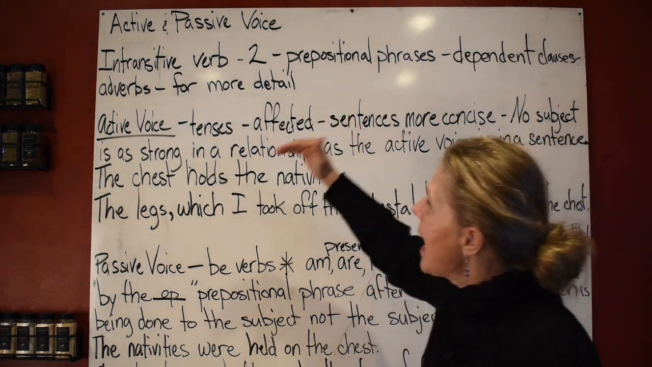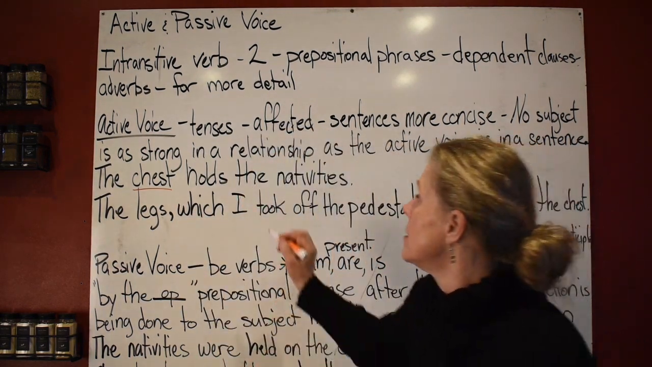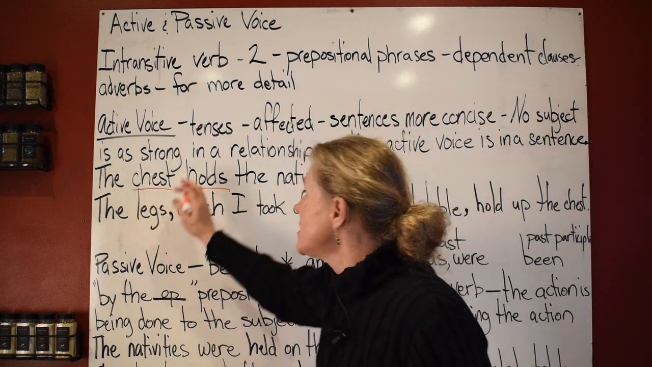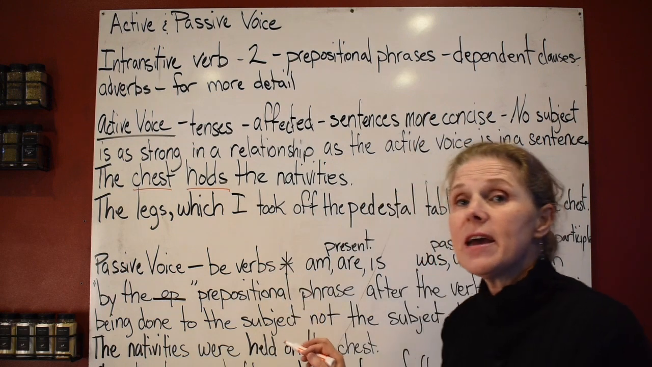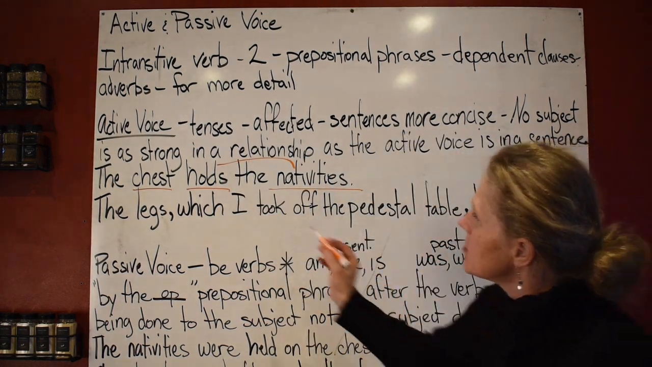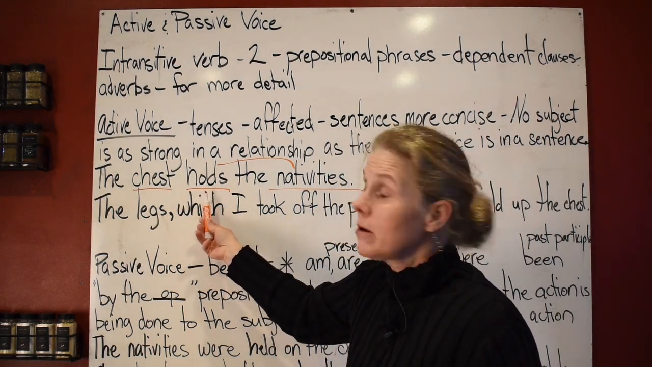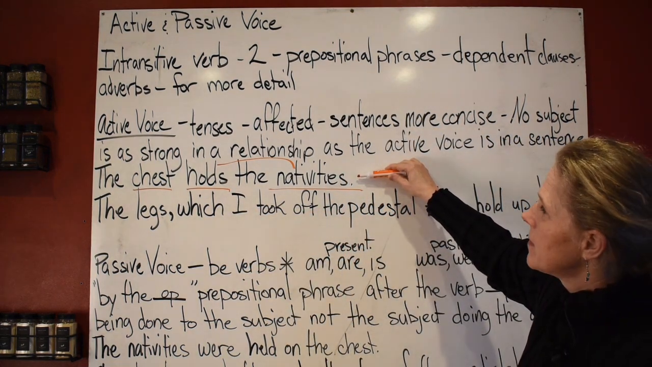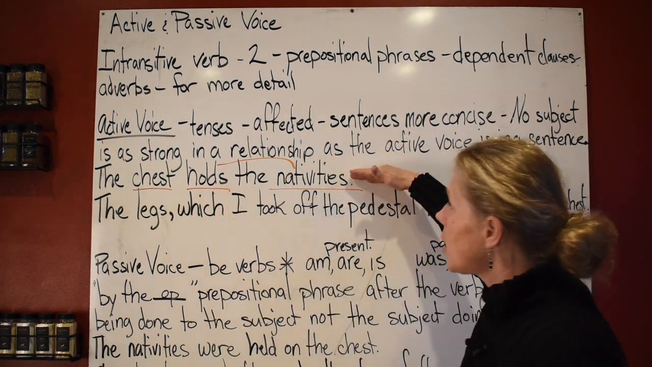Now, the chest holds the nativities. In an active voice, the subject is doing the holding, okay? The chest is the one holding. That's what active voice does. And then it has the direct object right there. So, see, you have your subject, your verb, and your direct object. What kind of verb is this? Transitive. It's a transitive verb because it has a direct object.